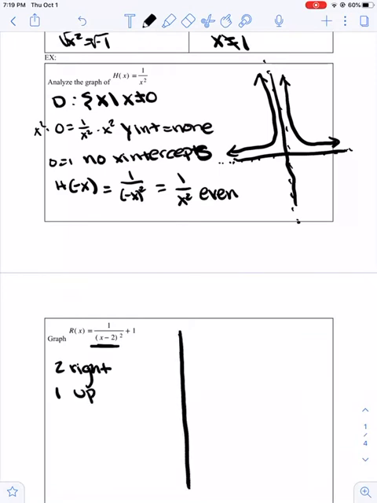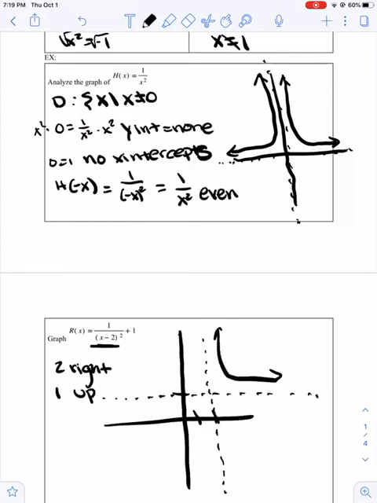So from our original graph, I had a dotted line at 0. I'm now going to have it at 2 because I went 2 to the right. And then I had my other dotted line on the x-axis, and now I'm going to go 1 up. So my other dotted line happens here. And then I'm just going to fill in those lines again. And that's what this graph looks like with those transformations.